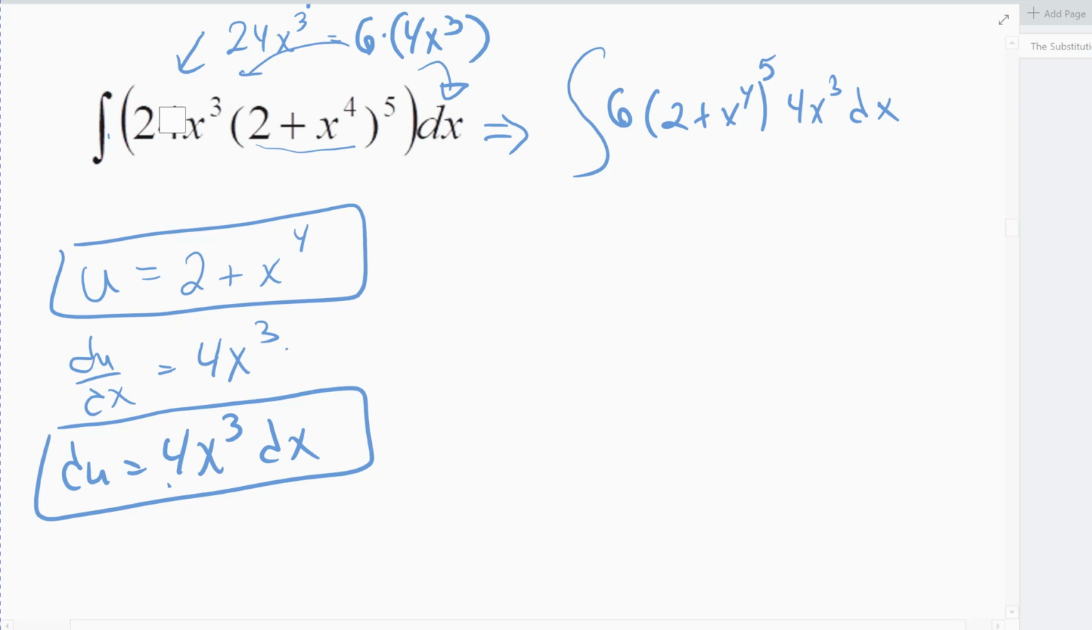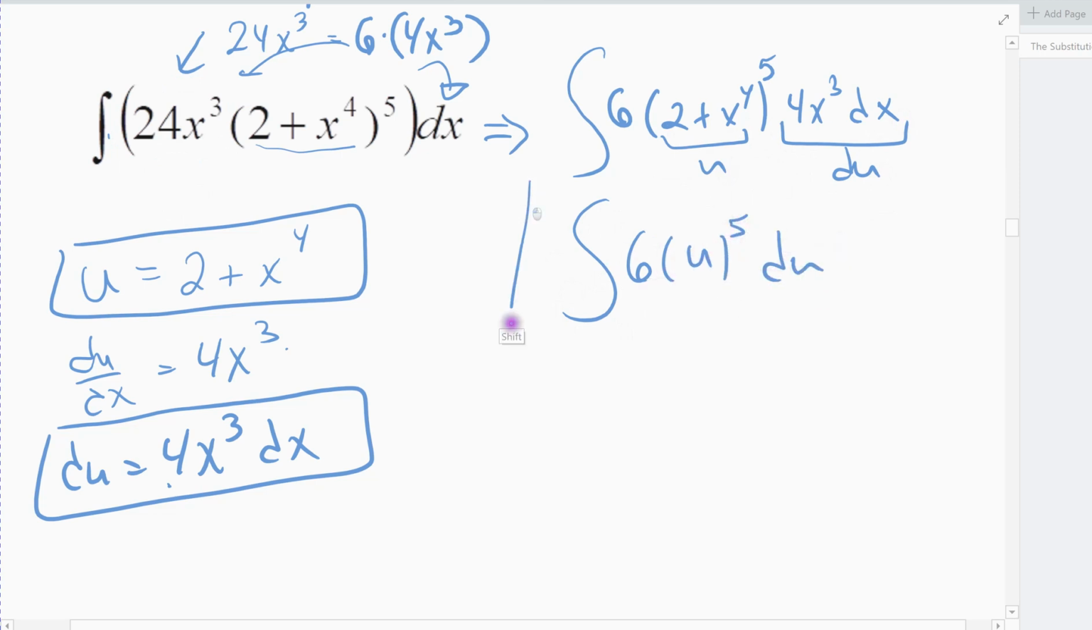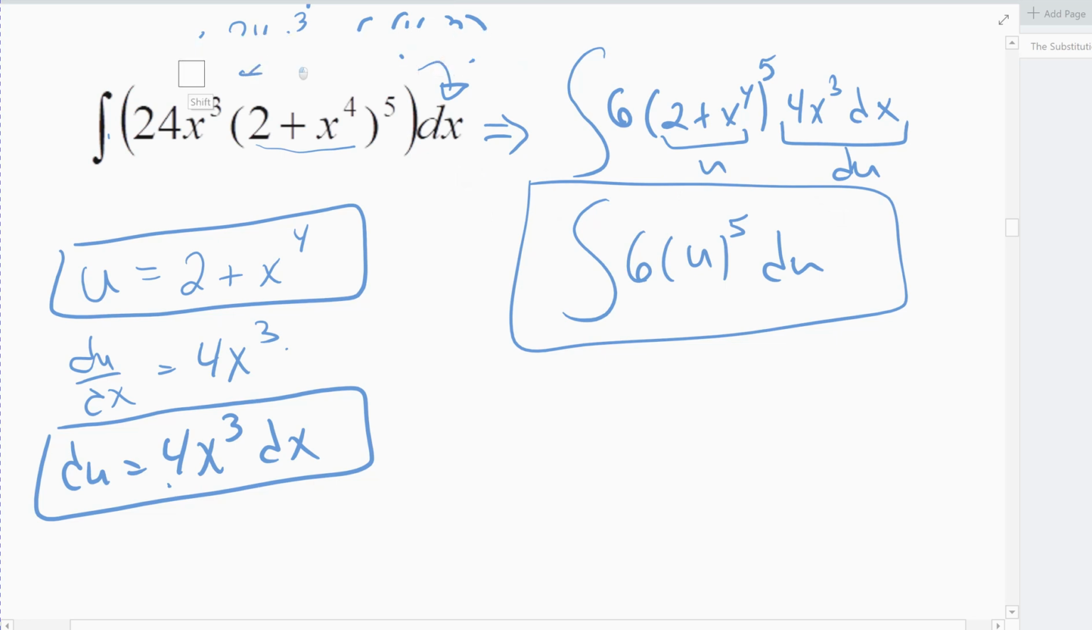Now I can do my substitutions. This is equal to du. This is equal to u. And so when I substitute out, I get 6u to the 5th du. That's one way to solve it. And again, if you're really good at the factoring and figuring that out, that's one way you can solve it. Now I'm going to show you the alternative.